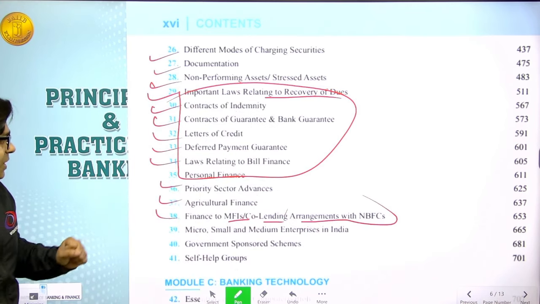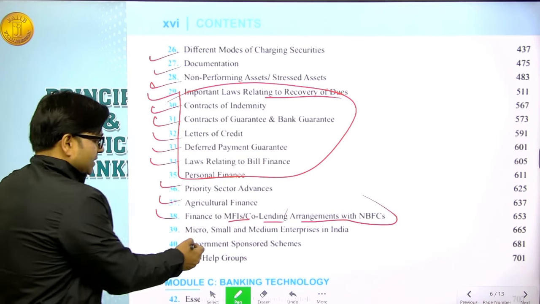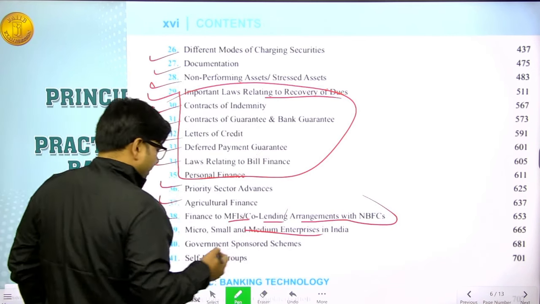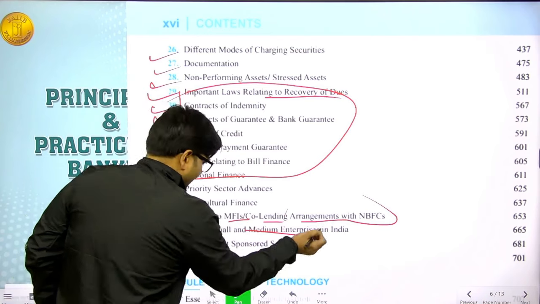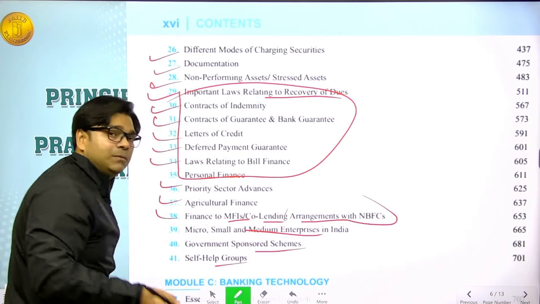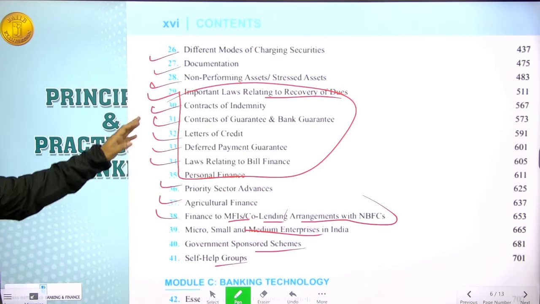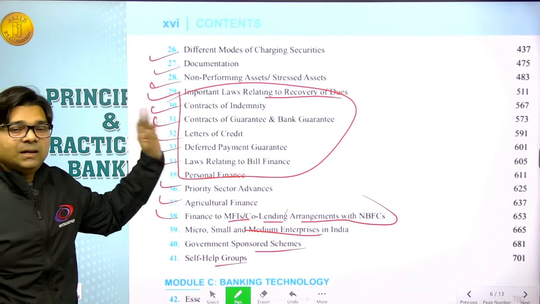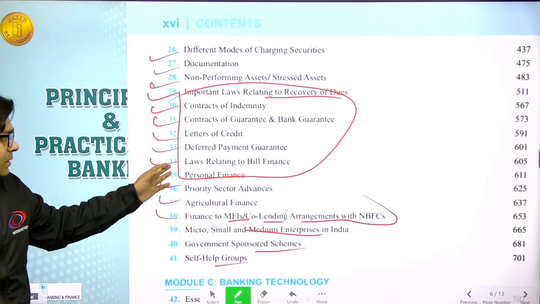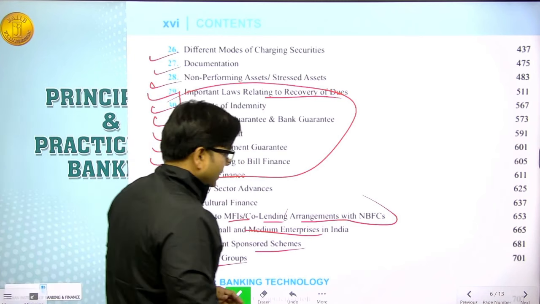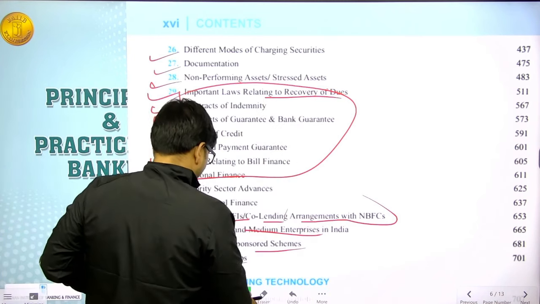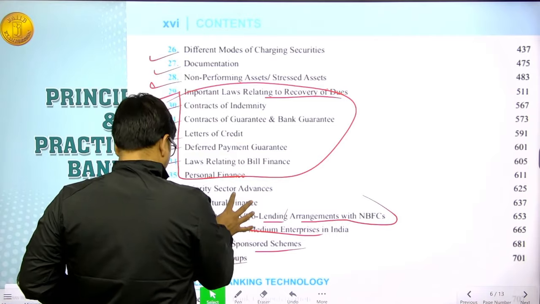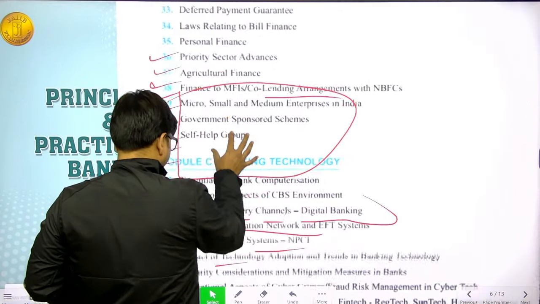Micro, small and medium enterprises in India, MSME, this topic was there. Government sponsored schemes were there. Self-help group was there in module B of PPB. So there are some topics that have been derived from the Legal and Regulatory Aspects of Banking paper. Okay, so let's see what changes have been made in module C.